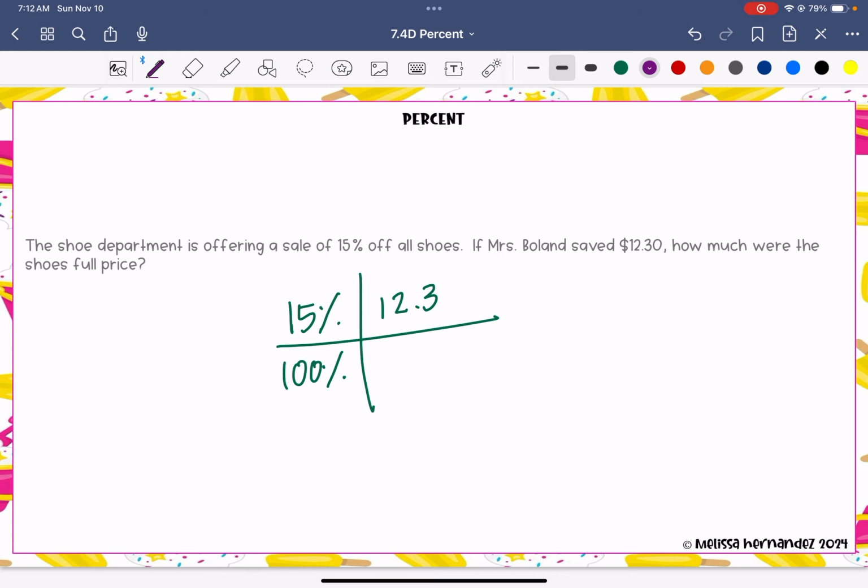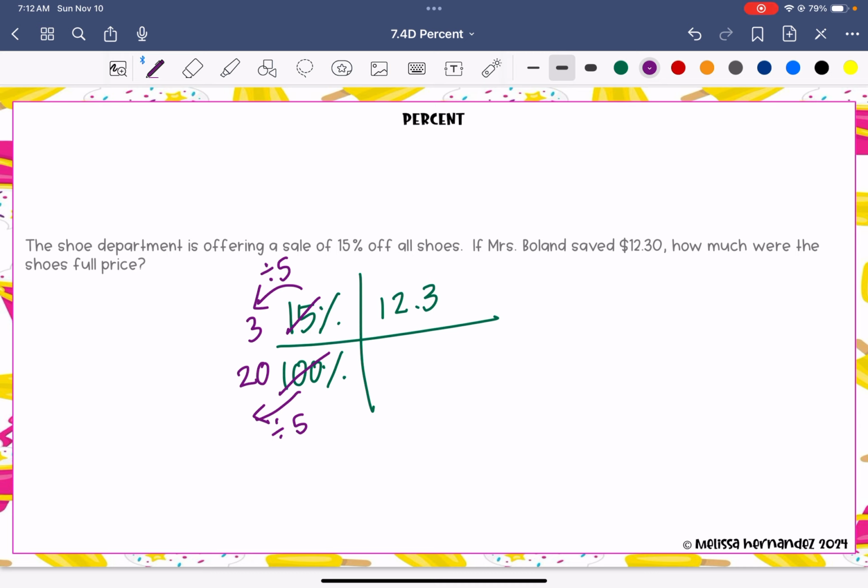Automatically, there isn't a relationship between 15 to 100. 15 goes into 100, but it's going to have a remainder. So what we're going to do is try to simplify it using sort of a ratio table. So divide them both by 5, scale them down by 5. This becomes 3. And then this one becomes 20.